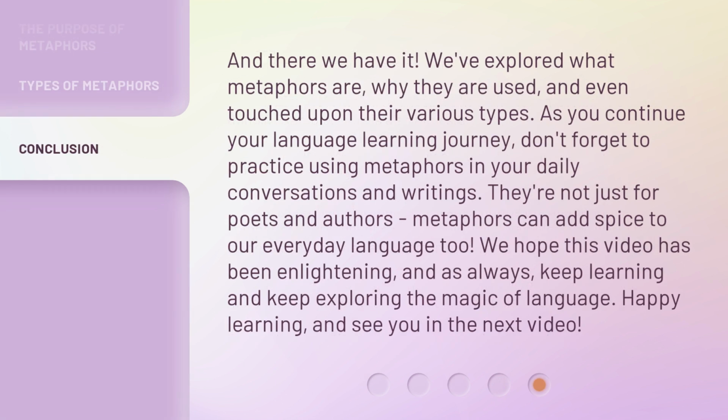And there we have it. We've explored what metaphors are, why they are used, and even touched upon their various types. As you continue your language learning journey, don't forget to practice using metaphors in your daily conversations and writings. They're not just for poets and authors. Metaphors can add spice to our everyday language too.